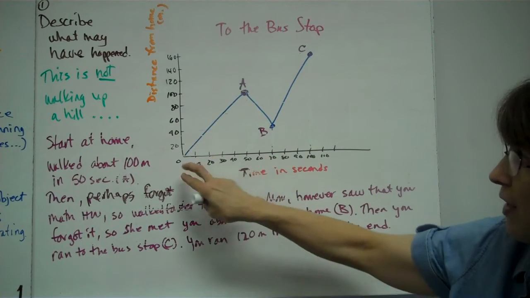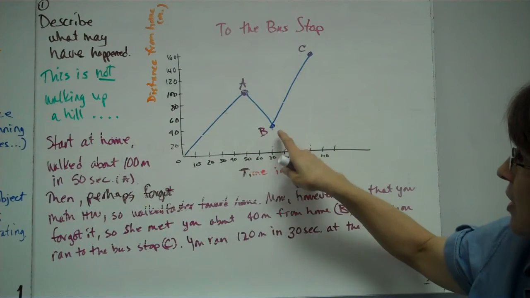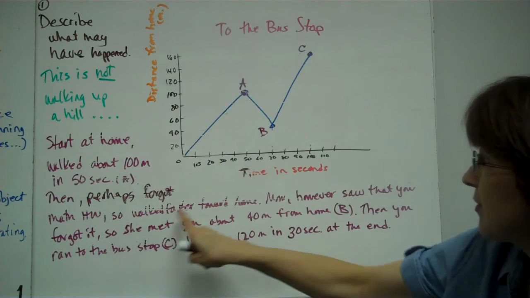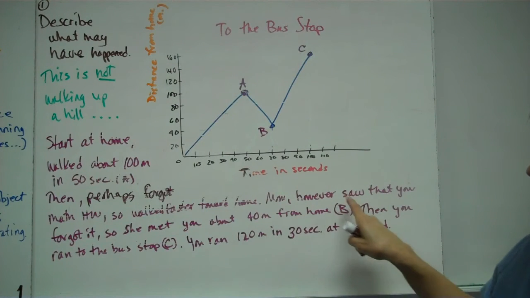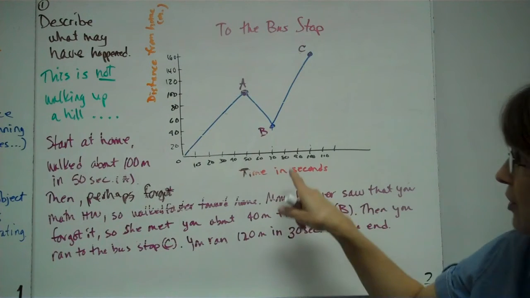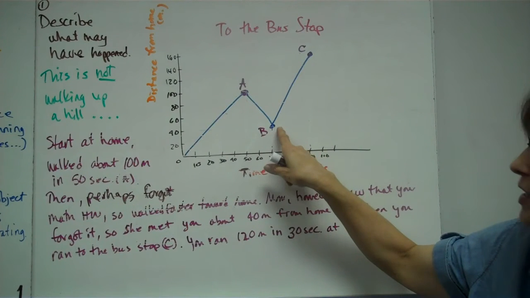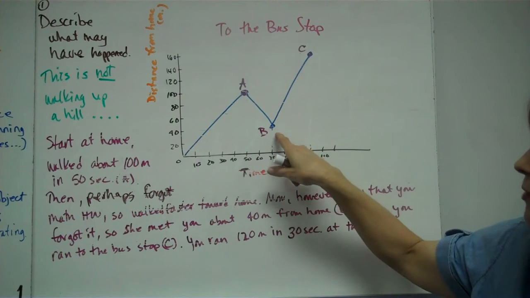So that's something you can count. I didn't go that fast walking to the bus stop. But one thing I thought of: you walked faster toward home, but your mom saw that you forgot it, so she started walking to meet you. That's why you didn't have to go all the way home, because somebody or something, or maybe you went to a friend's house, whatever, and they met you.